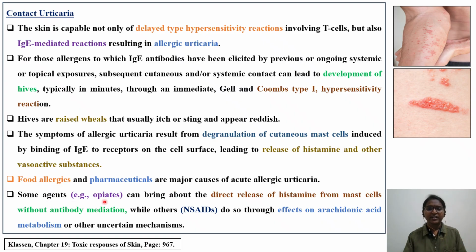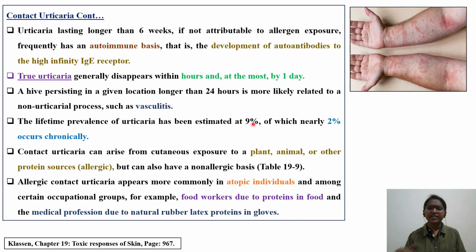Some agents are opiates. Again, you have to remember morphine. They cause direct release of histamine from the mast cells, without any antibody mediation. And other types of drugs, like the NSAID class of drugs, act through the arachidonic acid mechanism or another uncertain mechanism which has not been established. In continuation of this contact urticaria, generally it will last for 6 weeks.